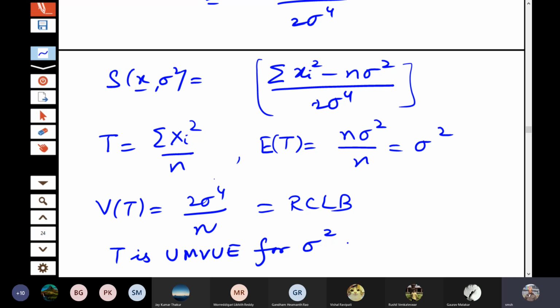So since in this case I have to look at sigma square, I just divide by n here, because the expectation of x square is sigma square here. So that gives you the UMVUE. I hope the problem is clear to all of you.